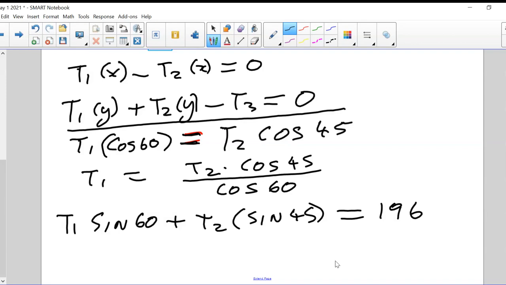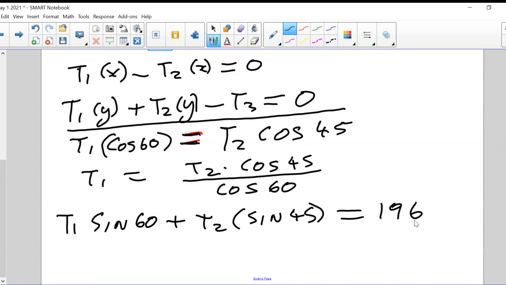So, guess what, folks? We now have two equations, right? One equation with T1 and T2 says that T1 is equal to T2 cosine 45 over the cosine of 60. The second equation says that T1 times the sine of 60 plus T2 times the sine of 45 is equal to 196. Okay. Can somebody suggest how we might be able to figure stuff out at this point? What do you think would be a good strategy for us to solve for either T1 or T2? I'm throwing it out to the whole class, not calling anybody in particular yet.